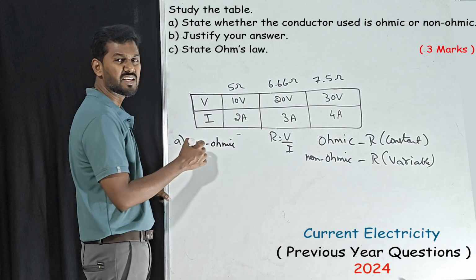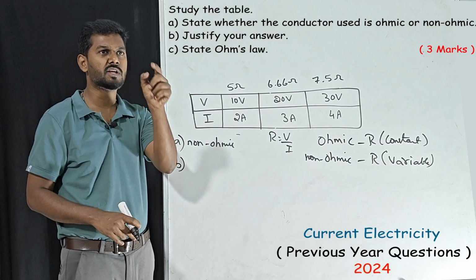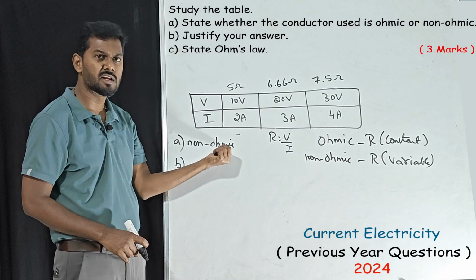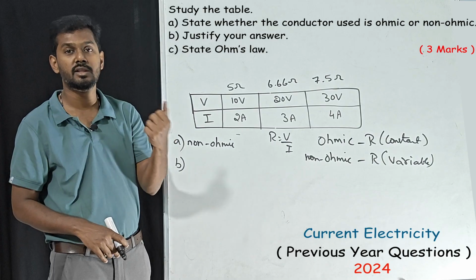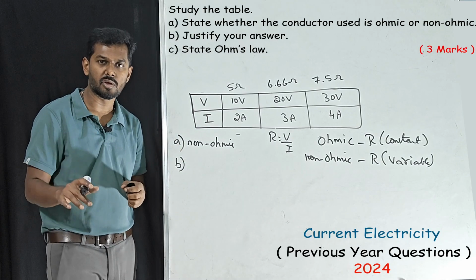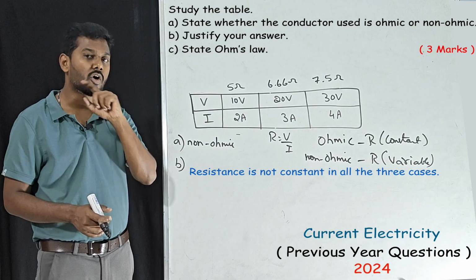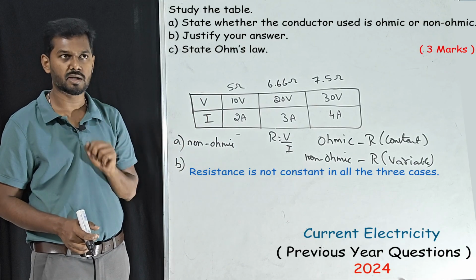See, don't write the reason here. If they are asking for a reason, then go for a reason. The first question is about whether it is ohmic or non-ohmic. Correct, identification is done. Then see the second question, justify your answer. Now we have to write the reason. The reason is very simple. Resistance in all the three different cases is not constant. That is why it is a non-ohmic conductor.